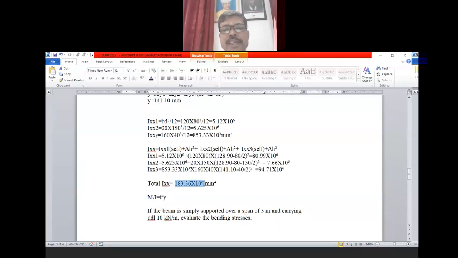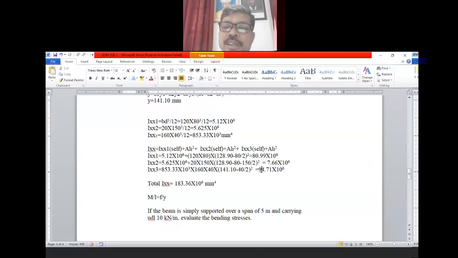I have recalculated it, and if there is a problem, we have to calculate it separately so that there are very less chances of mistake. So that at least we will get some marks for this 80.99, 7.6. Suppose this figure gets wrong, then there will be less chances of deduction of marks. So total I-axis is 183.36 10 raised to 6 mm to the power 4. This is the correct answer, and we are going to freeze this answer now.